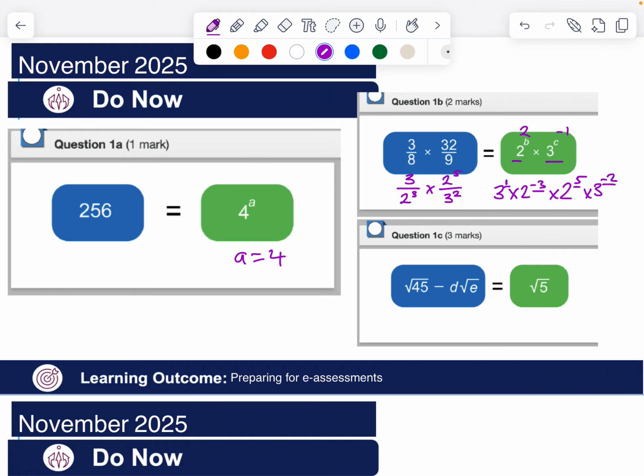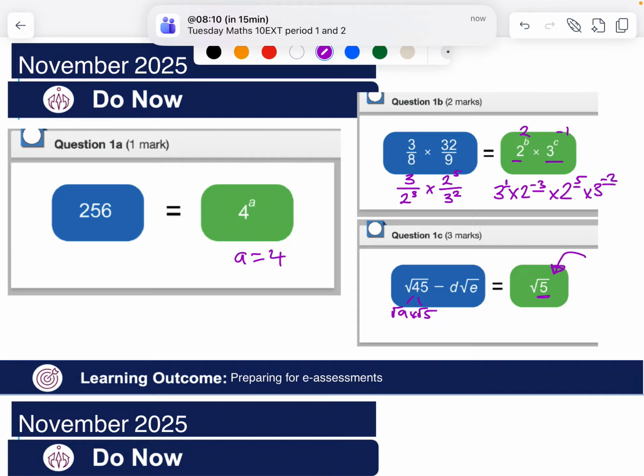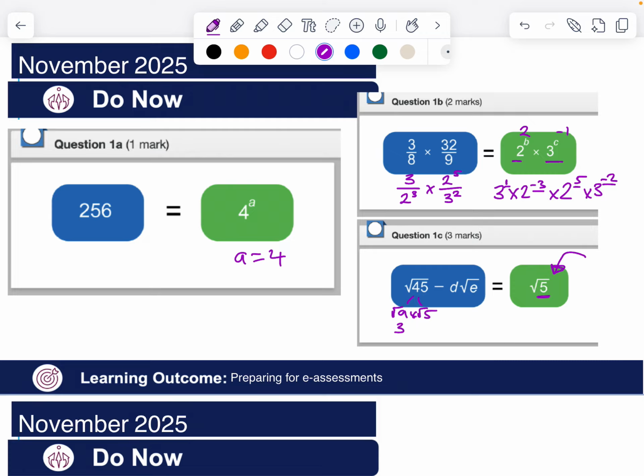Right, and then over here, it's asking you to simplify, fill in the blanks to make this the answer. So first thing I'm going to do here is just simplify what I have, which is root 45. So that's root 9 times root 5. I know it's going to be 5 because this is obviously the answer. So root 9 is 3, and I can write that as 5. Okay, so I need to subtract something, and I'm only left with 1. That means I just need to subtract 2 root 5s and I'll be left with 1 root 5. So D is 2 and E is 5.